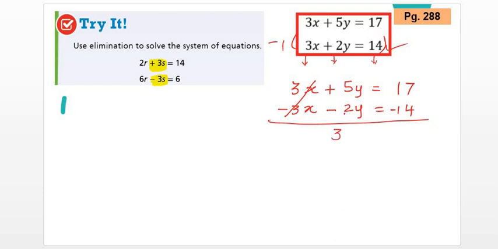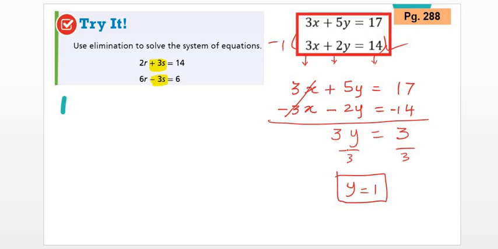So what will be the final answer? If I solve them together, it will be 3y. Means if I add them, the answer will be 3y. If you add these two, 17 minus 14, it will be 3. Now how can you get the value of y? Divide this side by 3, divide this side by 3, and the value of y will be 1.